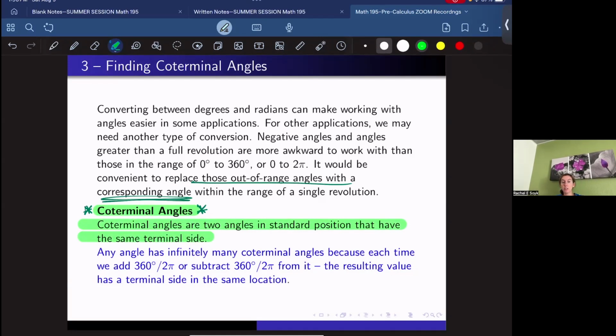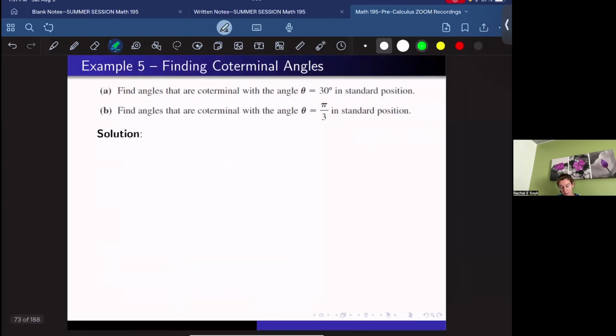How do we get these? We either add or subtract 360 from a degree standpoint, or we add or subtract 2 pi. If you end up plugging in these values into a trigonometric function, you will always yield the same exact output when you're dealing with coterminals. So now knowing this, why don't we tackle our example 5 together? Part A asks us to find angles that are coterminal with 30 degrees.